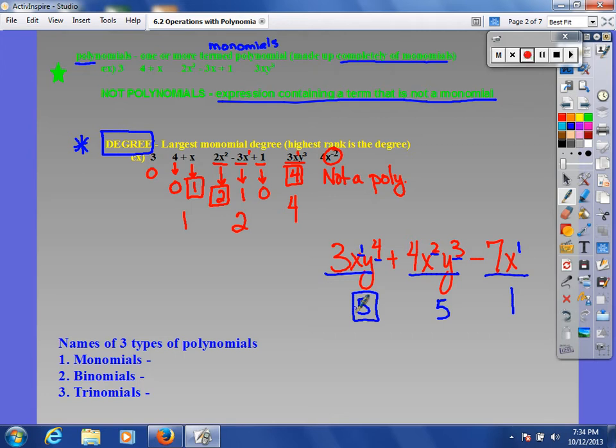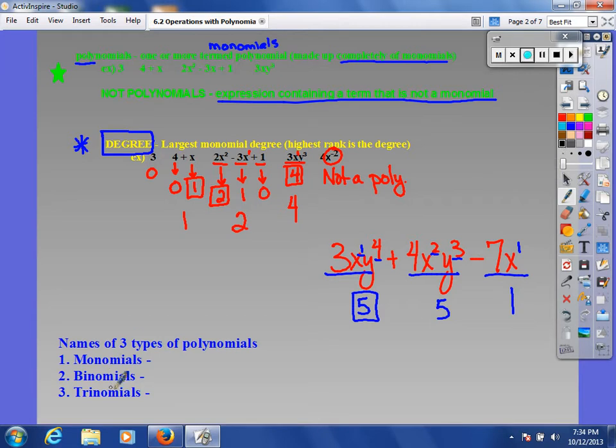This is where you might need to pause and rewind and rewatch, because this is a part of the lesson that's always hard for students to grasp, is this idea of the degree of a monomial compared to the degree of a polynomial, making sure to distinguish between the two.